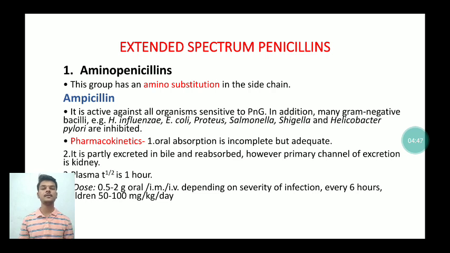Its pharmacokinetics: its oral absorption is incomplete but adequate. It is partly excreted in bile and reabsorbed. Here the hepatobiliary circulation occurs. However, the primary channel of excretion is the kidney. Its plasma half-life is about 1 hour. Its dose is 0.5 to 2 gram given orally, intramuscularly or intravenously depending upon the severity of infection, at intervals of 6 hours. In children, 50 to 100 milligram per kg per day dose is given.